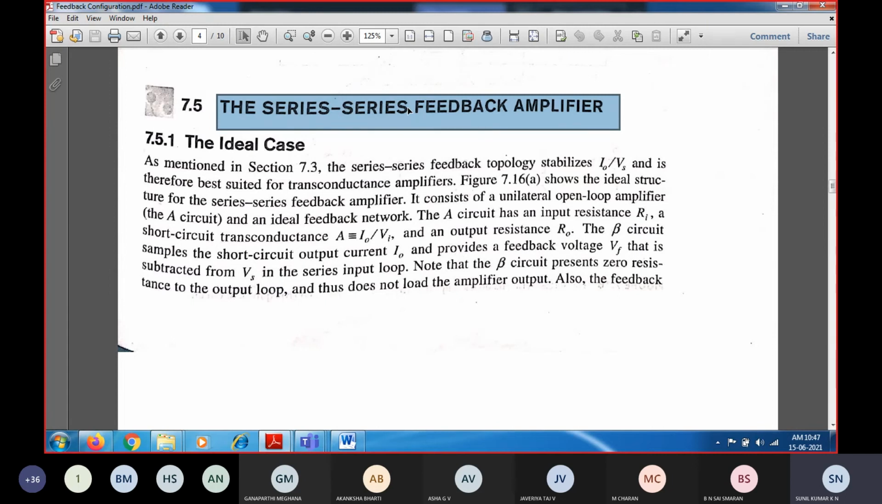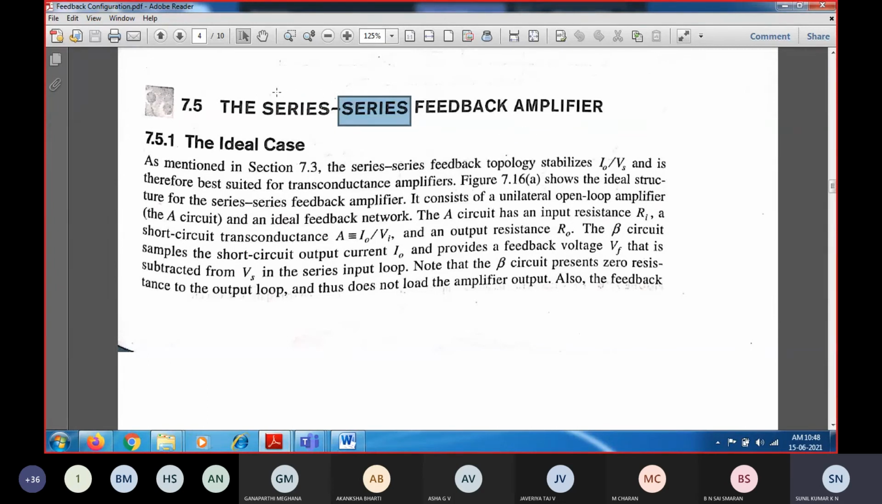In the transconductance amplifier, on the output side it is nothing but the current. The current will be sampled in series, and the input side is voltage, so it is also series. The main thing you should remember is that since the input side is series and the output side is series, RIF will be equal to RI into 1 plus A beta. At the same time, the output will have R0F equal to R0 into 1 plus A beta.